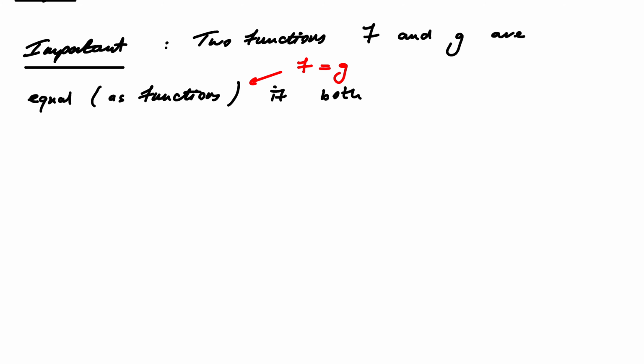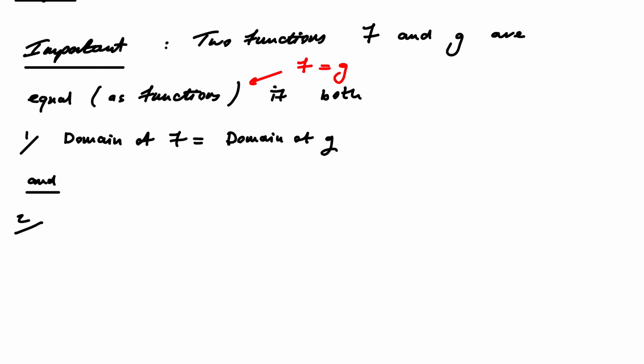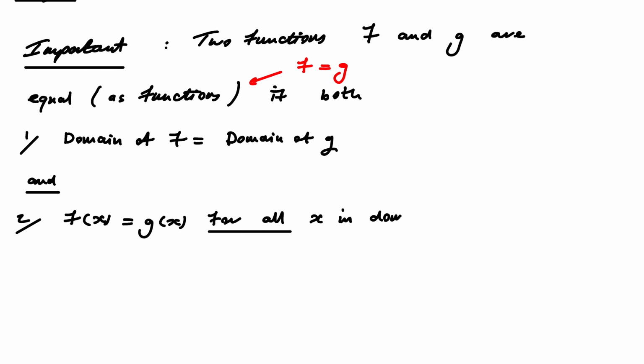If both, so one, they have to have exactly the same domain, right? The domain of f is equal to the domain of g. And two, and this one is more important really, but you certainly need the first, they've got to be exactly the same rule. So that means f of x must be equal to g of x, not just for some x, but for every x, for all x in the shared domain.